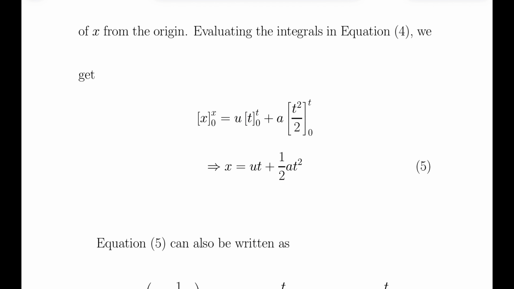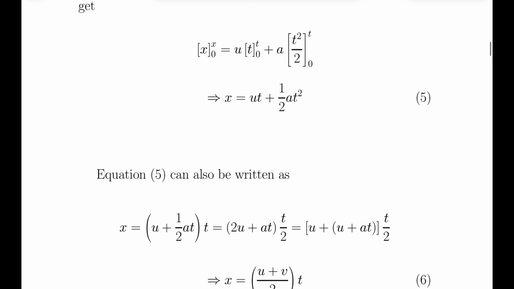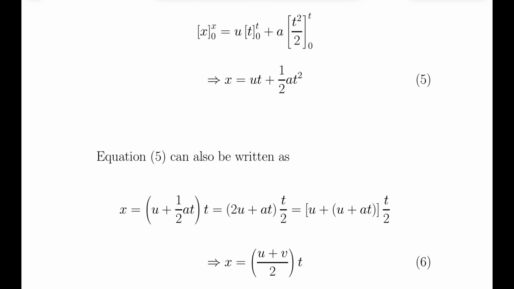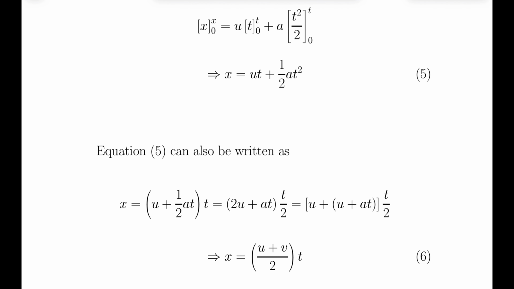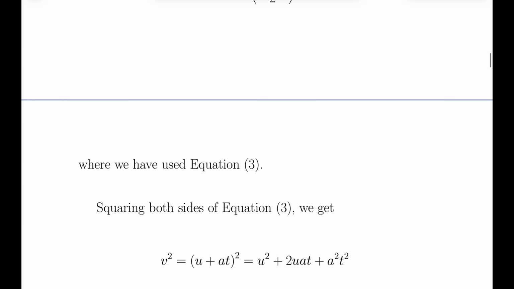Equation 5 can also be written as x equal to, within bracket, u plus half at, into t. Take t common from this expression, and you get 2u plus at, into t upon 2, or this is equal to u plus at, into t upon 2, where u plus at is nothing but v. So we have x equal to u plus v upon 2 into t, where we have used equation 3.